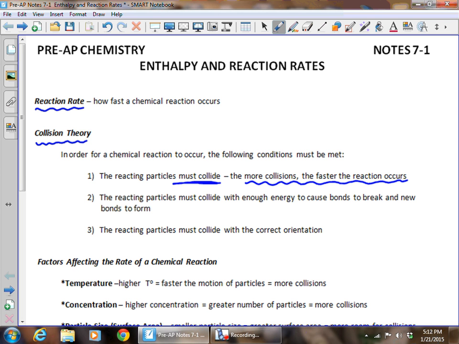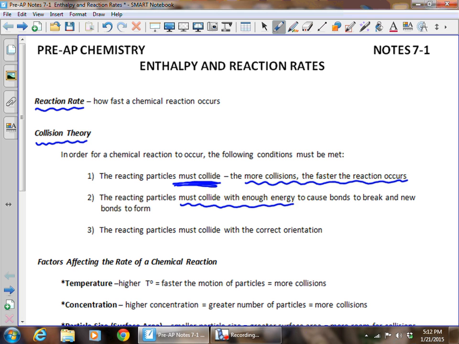Now, not only do they have to collide, but they can't collide with just a wimpy amount of energy. They have to collide with enough energy to actually cause bonds to break and bonds to form. I always use a match with a matchbox and trying to light a match as an example of this. I can wave a match in the air all day long, but if I don't connect it with a matchbox, it's not going to react. And I can just kind of lightly strike it across the matchbox, and it's not going to light either because it has to collide with enough energy. It has to be struck hard enough in order to cause that reaction to occur.